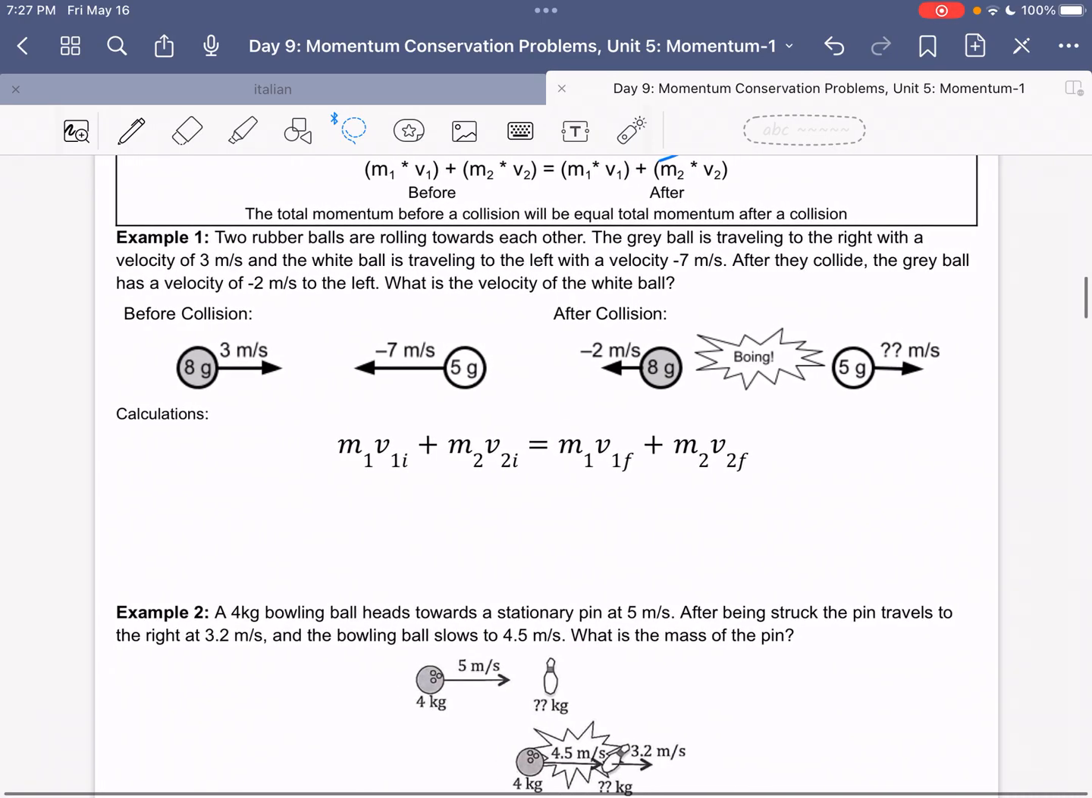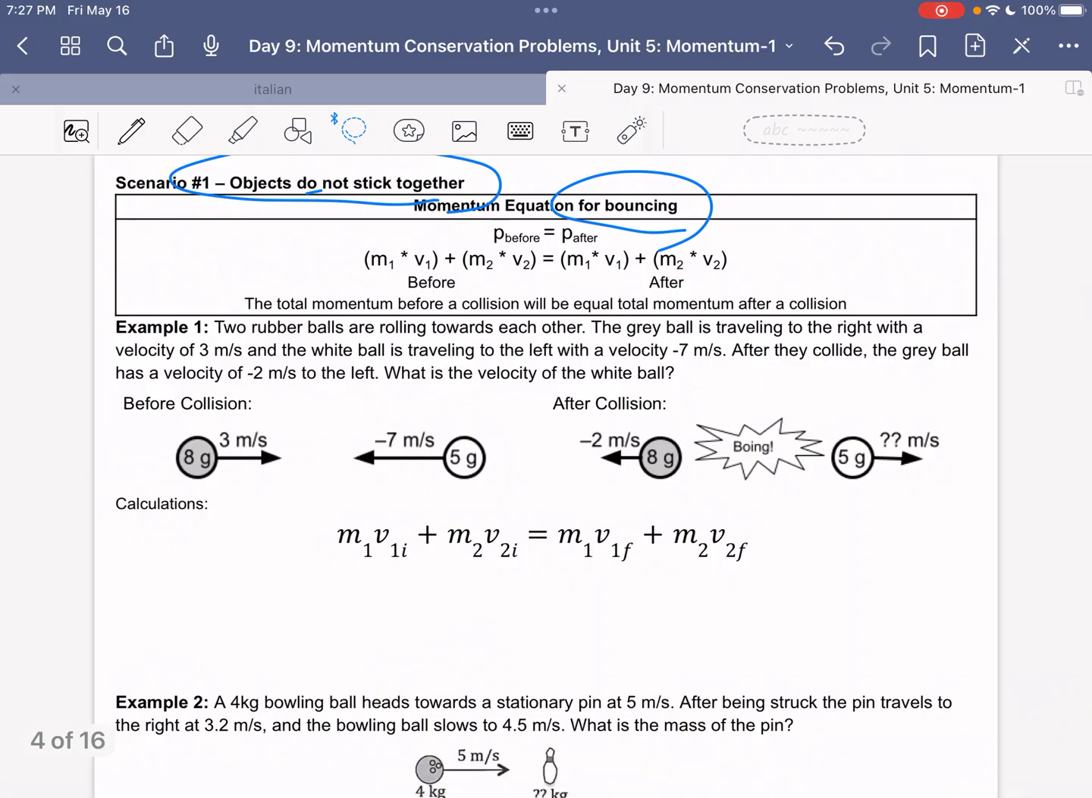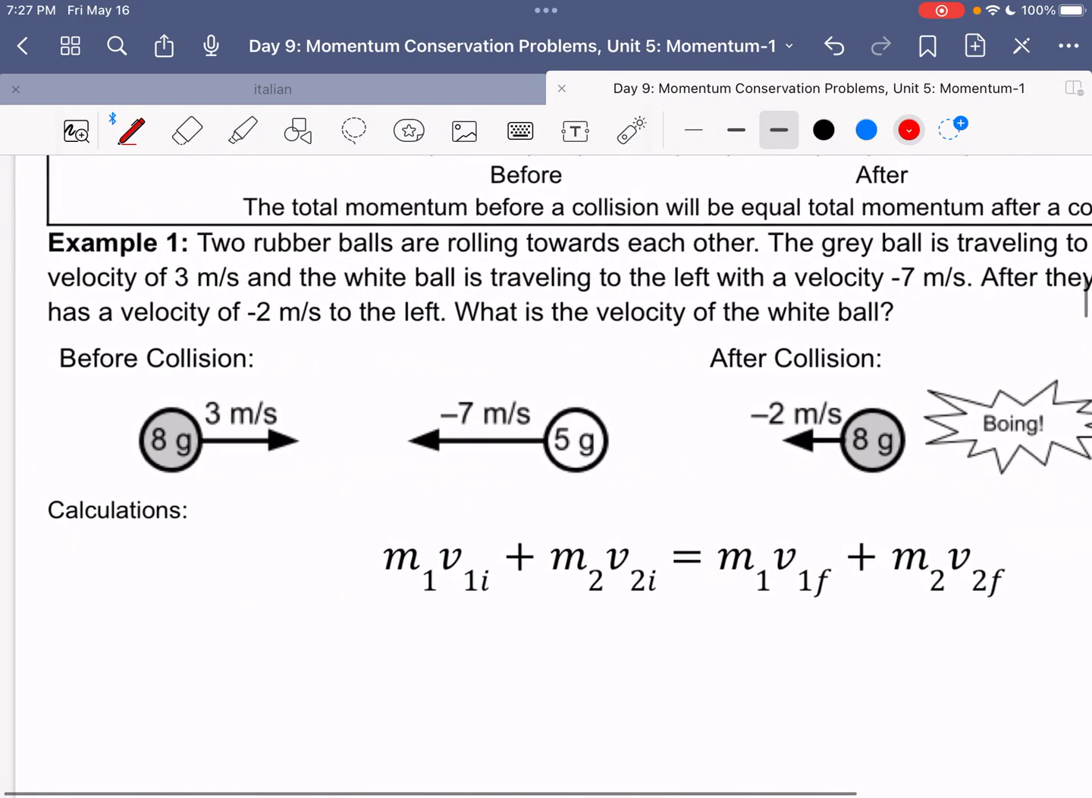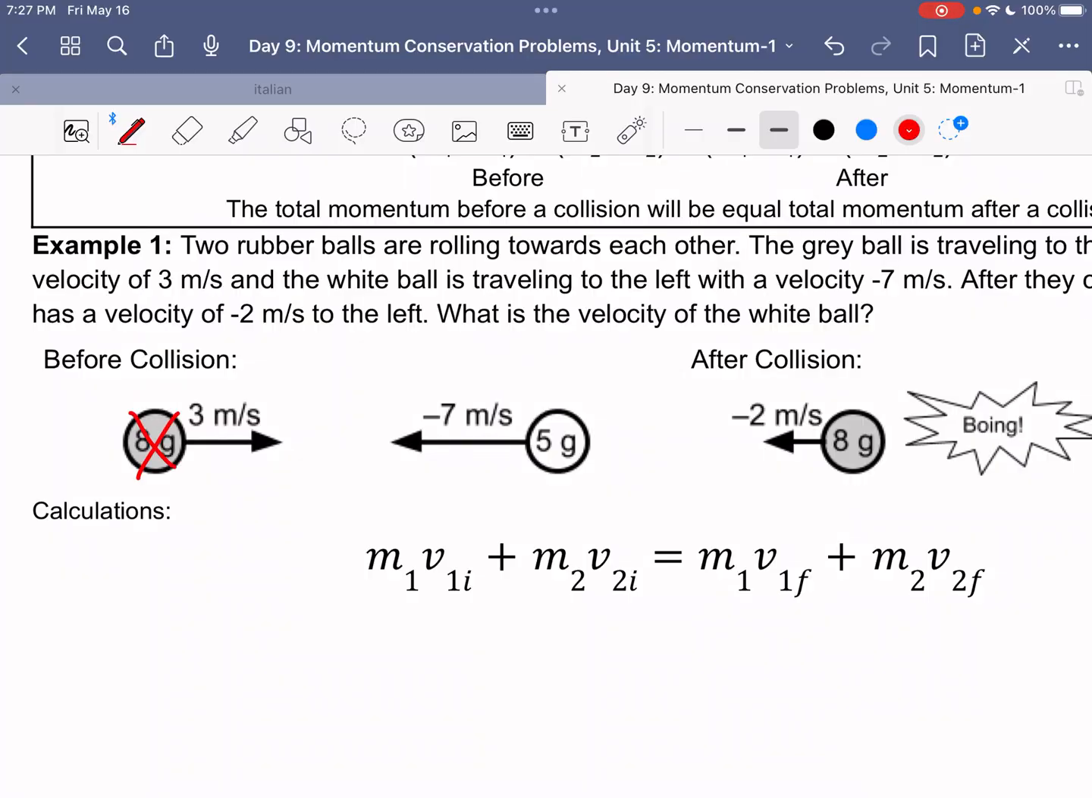Okay. So 2 rubber balls are rolling towards each other. The gray ball is traveling to the right with a velocity of 3 meters per second. The first thing we need to look at is this is in grams. We do everything in kilograms, right? So 8 grams is technically 8.0 grams. To get it to kilograms, you need to move it 1, 2, 3 places to become kilograms.